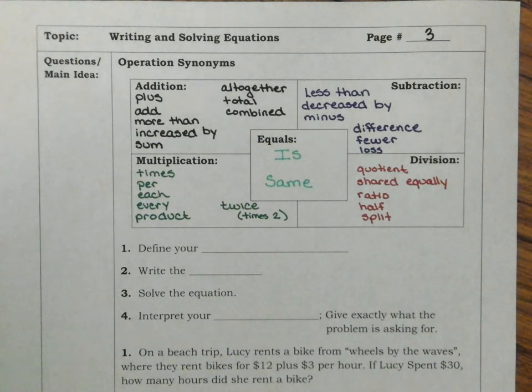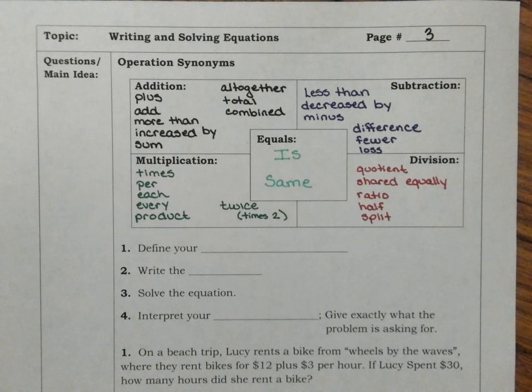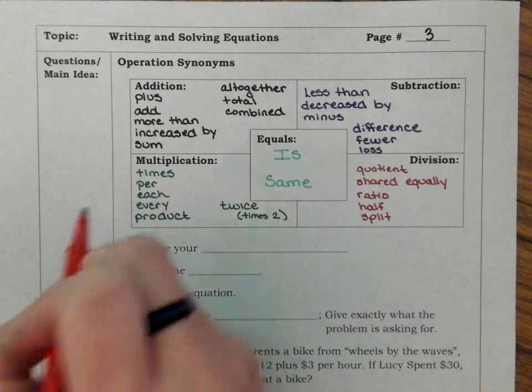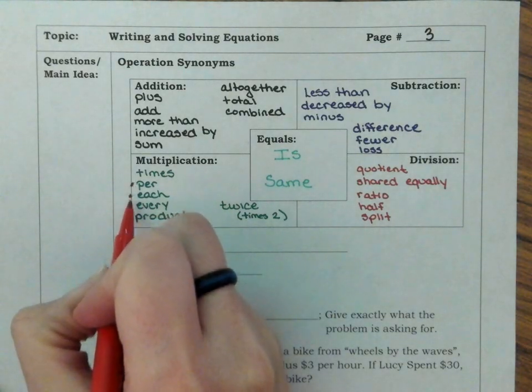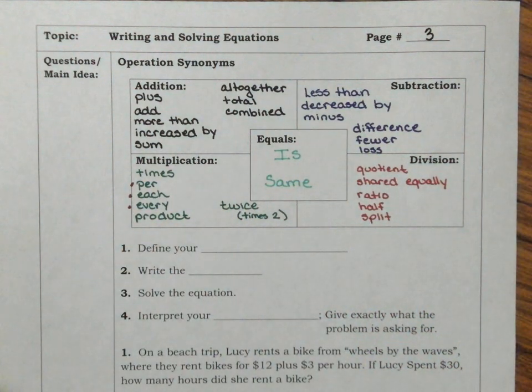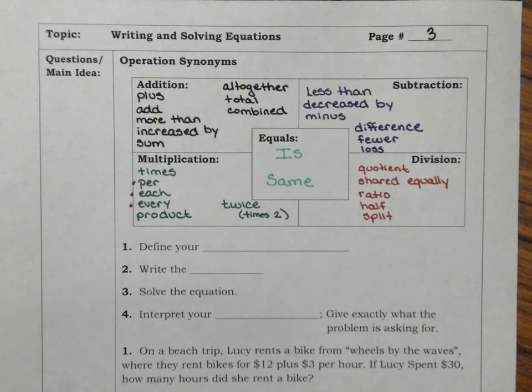Multiplication: times, per, each, and every are very, very popular. Product, or sometimes it could say twice. Twice is just a specific meaning, multiply by 2. And then for division, we could see the word quotient, shared equally, ratio, half, or a split. And then our equal sign words are is and same. Per, each, and every are your most important for multiplying.